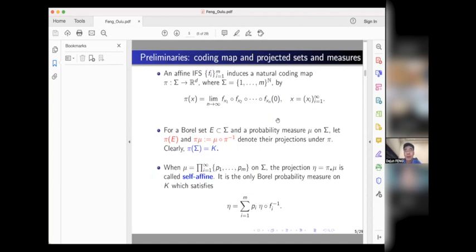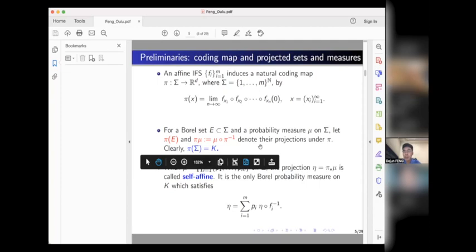Now we give more preliminaries. Given an IFS, we can induce a natural coding map called pi from the symbolic space to R^d. Pi of x equals the limit of the composition of f_x1 with f_x2 and so on, composed with f_xn at zero. This limit always exists since our mappings are contracting. For a given Borel set E on the symbolic space and a probability measure mu on the symbolic space, we can use pi E and pi mu to denote the projections under pi.